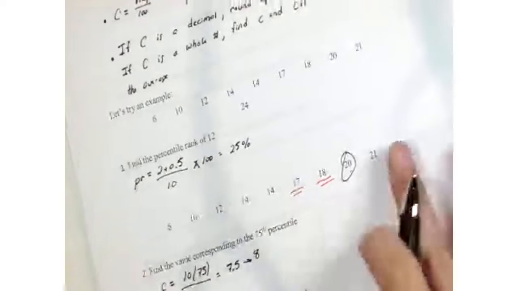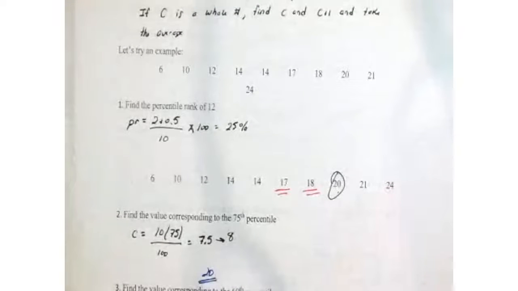So if you do that, that's 35 divided by 2 is 17.5. So the value corresponding to the 60th percentile is 17.5.